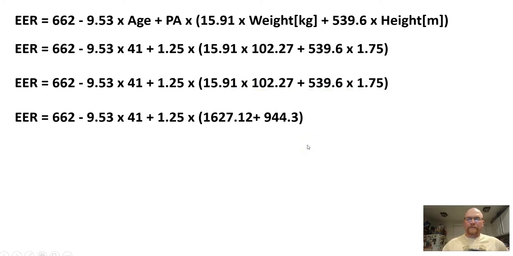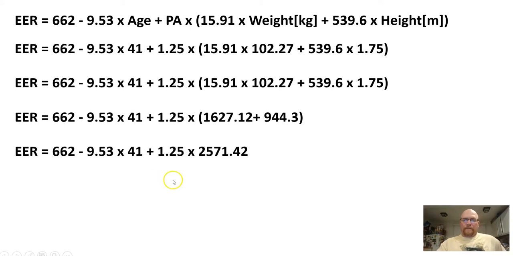Well, actually, we're going to do both of them. So 15.91 times 102.27, that gives us 1627.12. And the other one we did, 539 times 1.75, that is 944.3. Now we can add these two numbers together. Again, we are still inside the parentheses, so we still do this math before we do any of this math out here. Always do what's inside the parentheses first, still following multiplication and division before addition and subtraction.